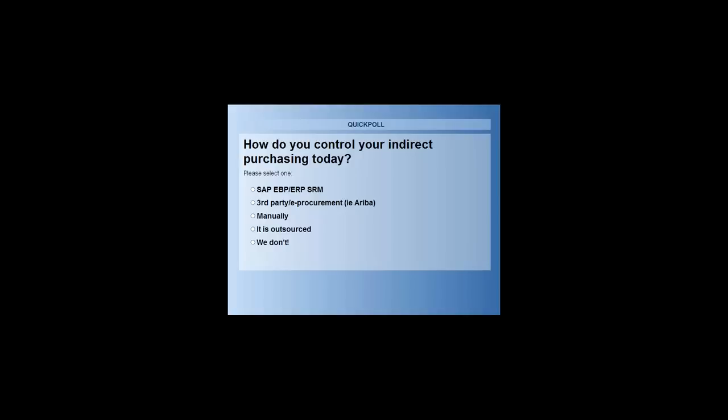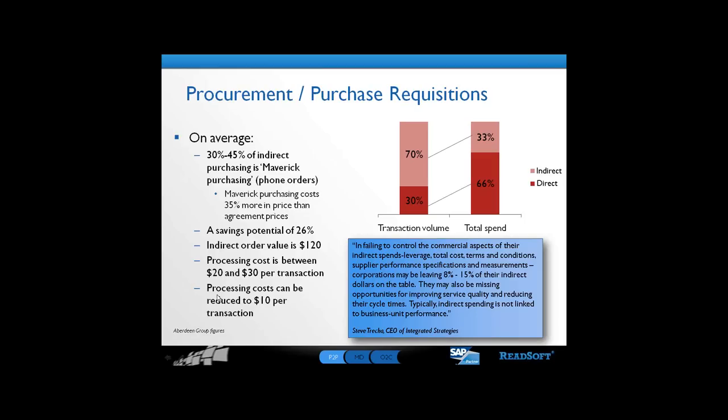So we've got 50% of you who have responded. If you haven't already done so, please do so. How do you mainly control your indirect purchasing today? Through SAP EBP or SRM? Through a third party, for example, Ariba? Manually, outsourced, or maybe you don't. 70% of you have voted. Closing the poll in 3, 2, 1.